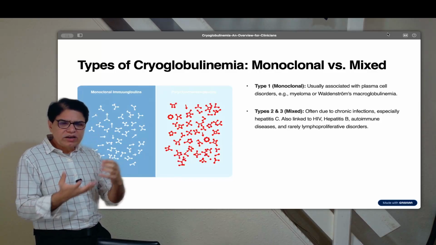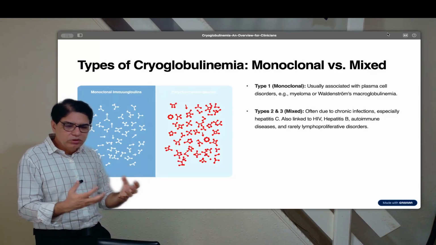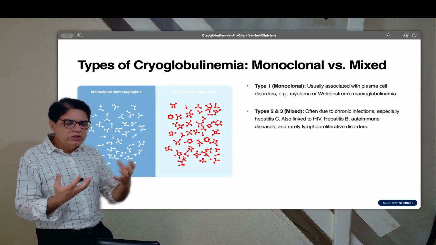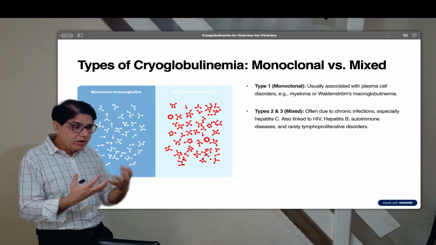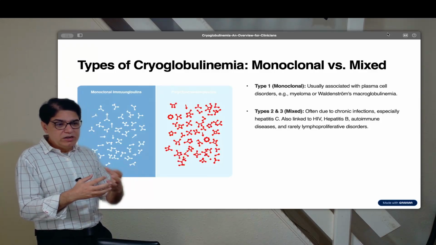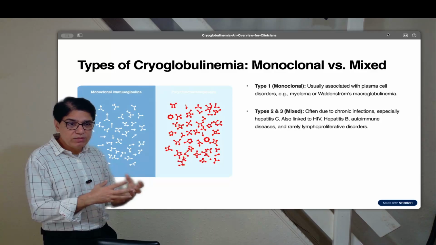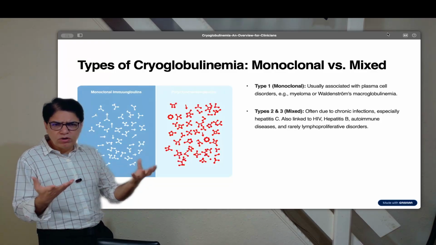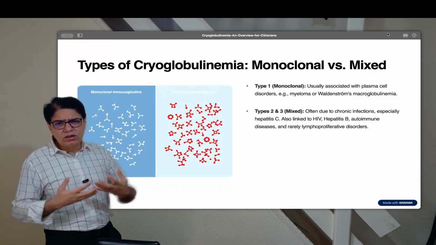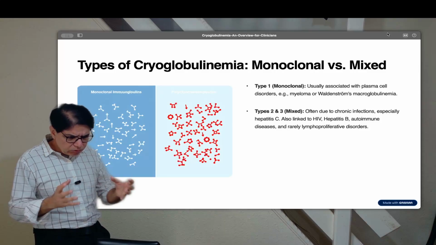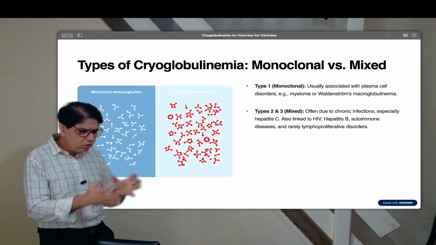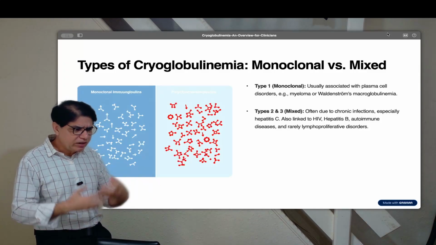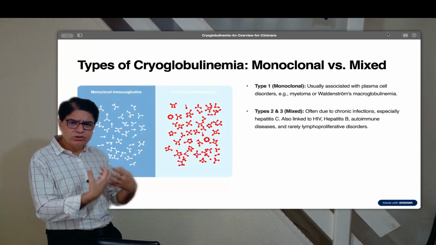Types 2 and 3 are mixed. In other words, in these, the immunoglobulins are increased in the blood, but they are of different clones. It might be a combination of IgG and IgM, or IgM and IgA, or any type of combination that you can think of. Now the question is, where do these immunoglobulins come from? Why have they increased in the blood, and why is there a tendency to precipitate when the temperature is low?